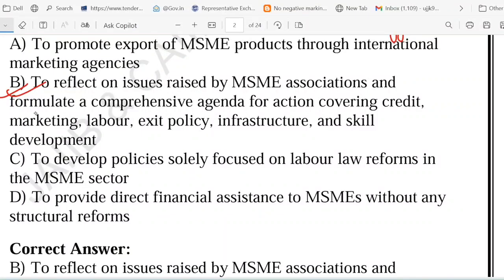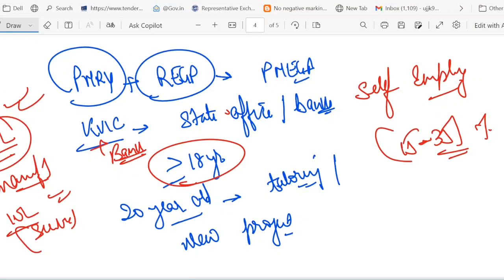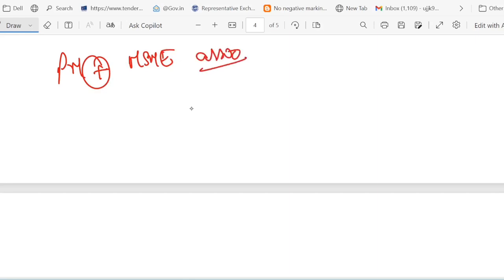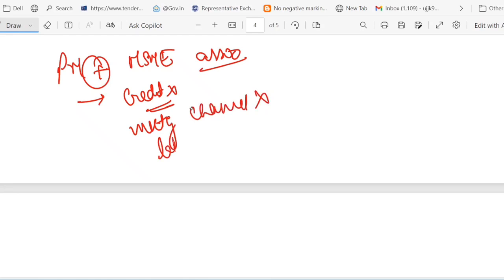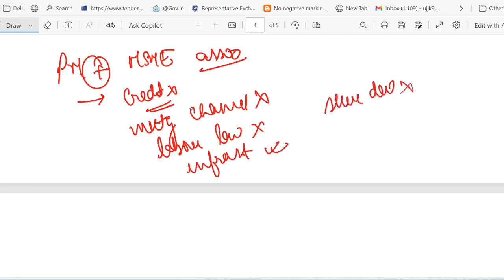Because the task force was formed after the Prime Minister met with the MSME Association, let me tell you the history also. Basically our Prime Minister met with the MSME Association, who highlighted many problems. Credit was not available. The marketing channel was weak. Labor law was complicated. Better infrastructure was needed. Skill development was one reason. And even a smoother exit policy for failed businesses.